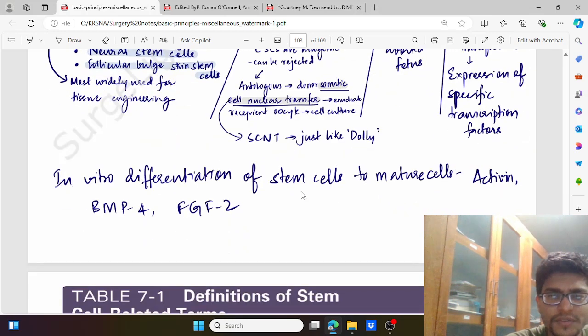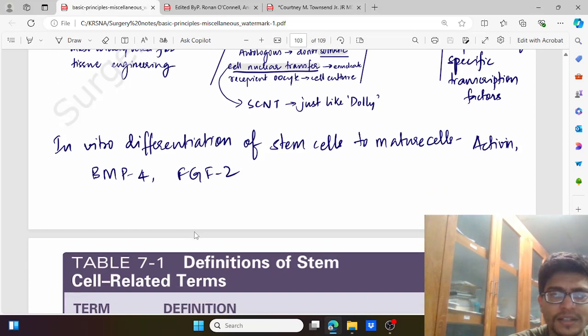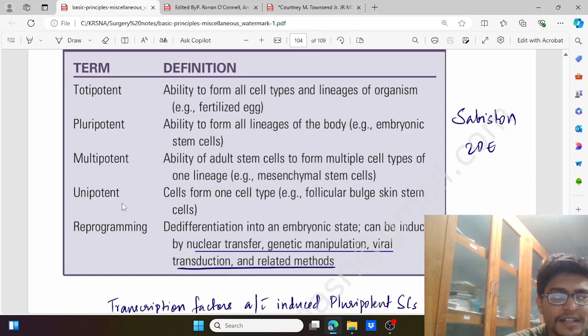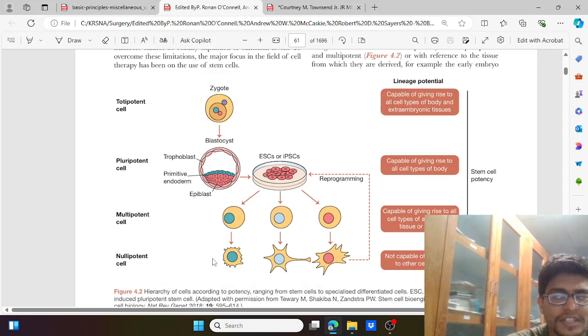In vitro differentiation of stem cells to mature cells is carried out with the help of biomolecules that are active, like BMP4 and FGF, that is fibroblast growth factor 2. And as we have seen, the definitions of the terms, that is totipotent, pluripotent, multipotent. Other is unipotent, which can form cells of only one type, that is the follicular bulge skin stem cells. And then we have one more, that is nullipotent, which is not capable of giving rise to other cells.